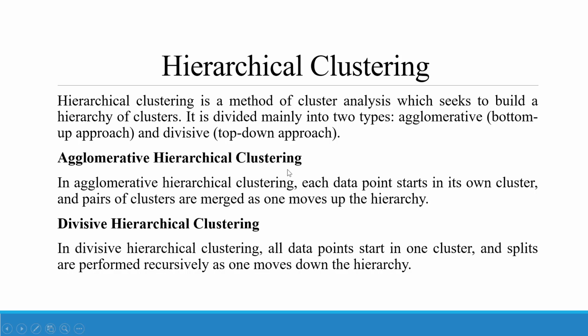Agglomerative hierarchical clustering. In agglomerative hierarchical clustering, each data point starts in its own cluster and pairs of clusters are merged as one moves up the hierarchy. Divisive hierarchical clustering. In divisive hierarchical clustering, all data points start in one cluster and splits are performed recursively as one moves down the hierarchy.